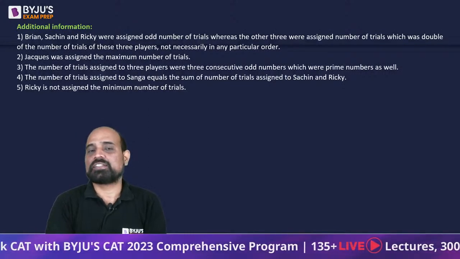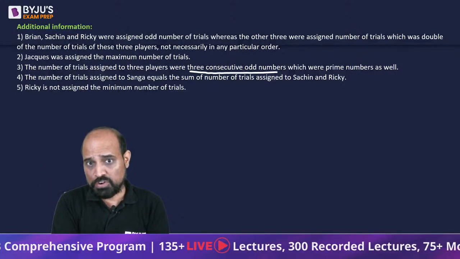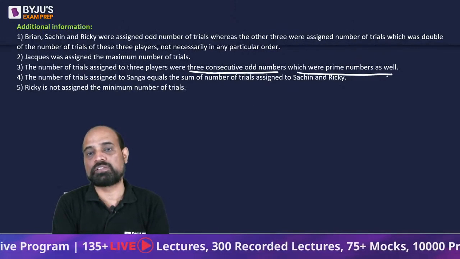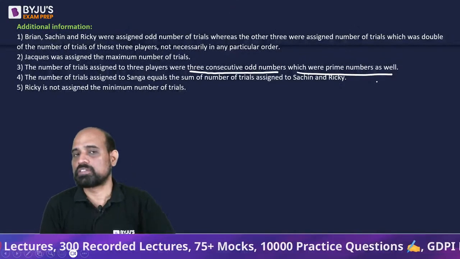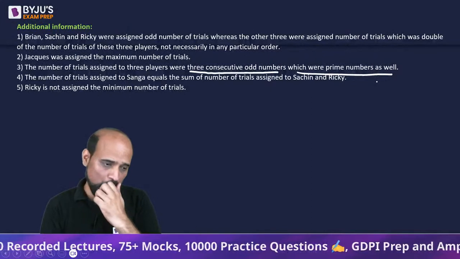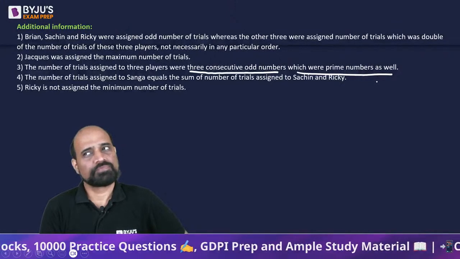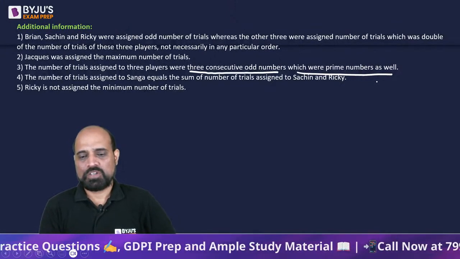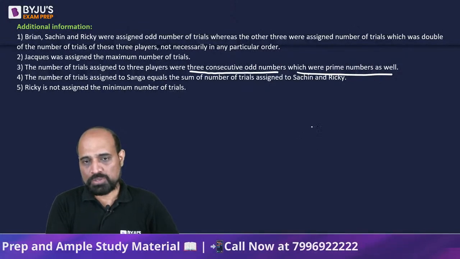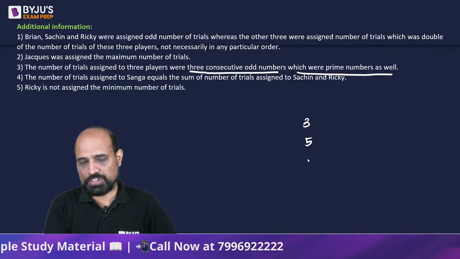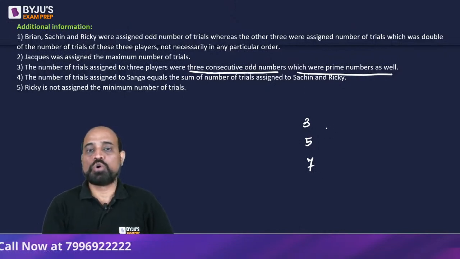The number of trials, as in the numbers written on the chits assigned to 3 players, were 3 consecutive odd numbers which were prime numbers as well. Nice. This is the hint, we can start from here. Can you guys tell me 3 consecutive odd numbers which are prime numbers as well? Which numbers are odd, consecutive and also prime? So I believe you guys would know that it exists only in the case of 3, 5 and 7. Okay? Who gets these 3, 5 and 7?